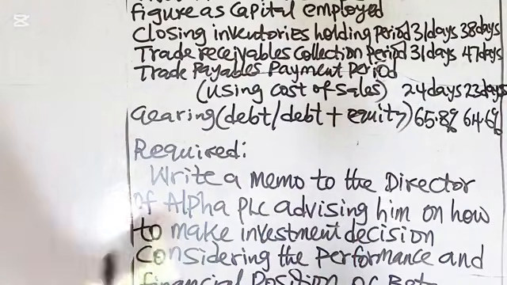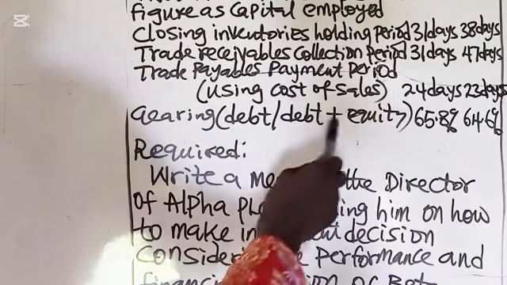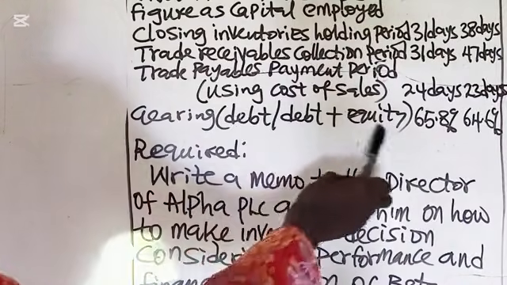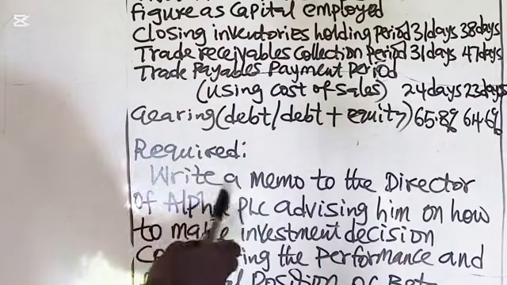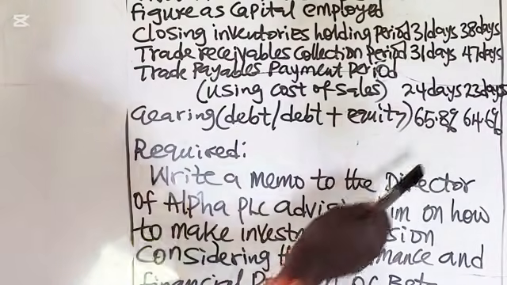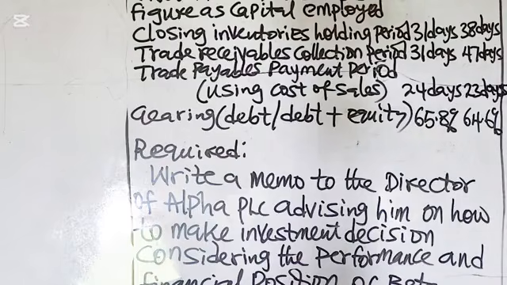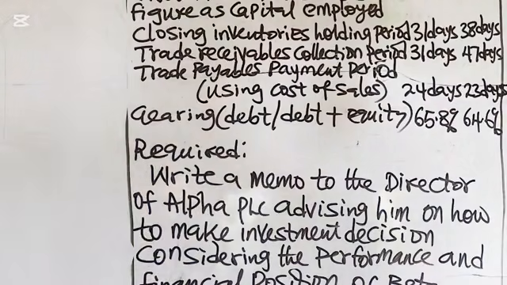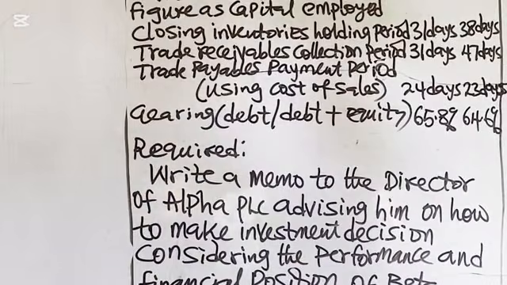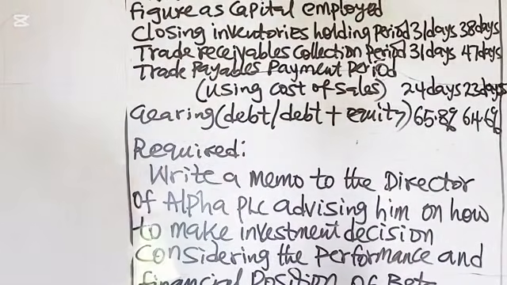GRA, that is the ratio of debt to capital employed, which is debt plus equity. Debt over debt plus equity, that is the definition of GRA. That is the formula, which gives 65.8% for Beta Limited and 64.6% for Gamma Limited.